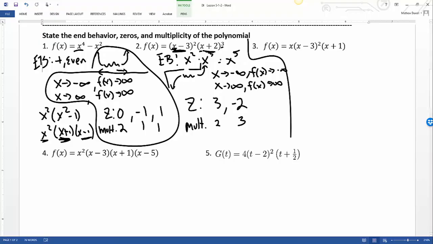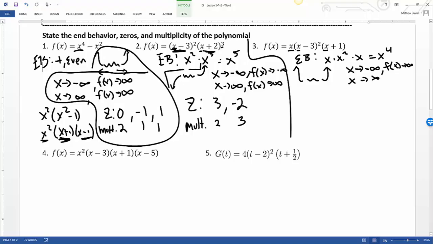So to find the end behavior, we need to find the leading term, so multiply the leading terms of the factors, so x times x squared times x, so that's going to be x to the 4th. So my end behavior is positive and even, so it's going to be just like number 1. So it's both going to go up, and as x goes to negative infinity, y goes to positive infinity. As x goes to positive infinity, y goes to positive infinity.